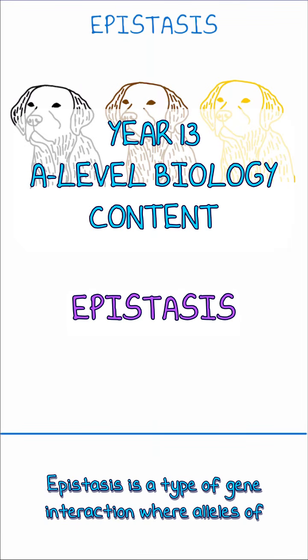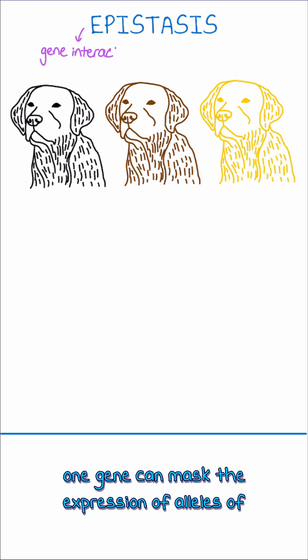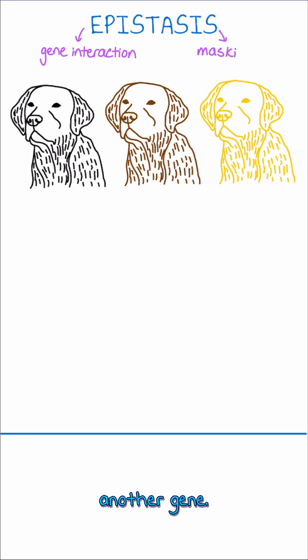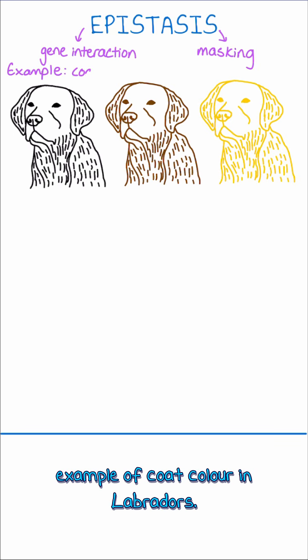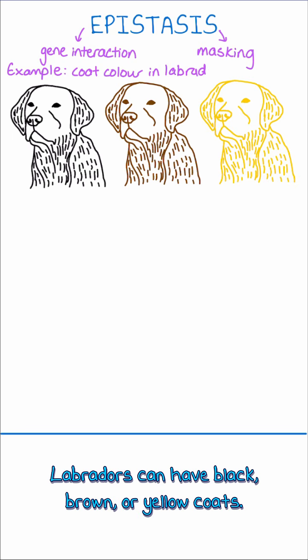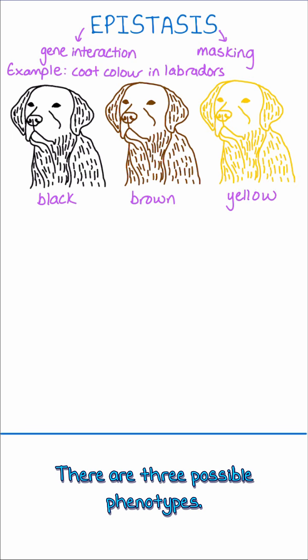Epistasis is a type of gene interaction where alleles of one gene can mask the expression of alleles of another gene. For this video, we're going to look at the real-life example of coat colour in Labradors. Labradors can have black, brown or yellow coats. There are three possible phenotypes.